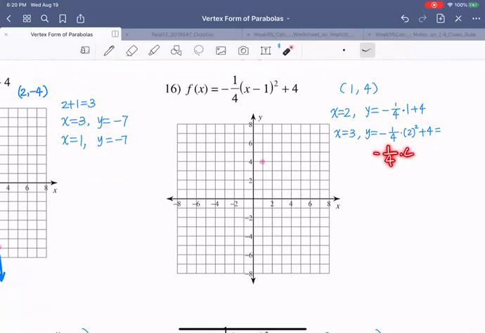-1/4 times 4. That canceled. So this is -1 plus 4 equals 3, right? Yes. You both need to improve your calculation skills. Okay, so add 3 and 3.